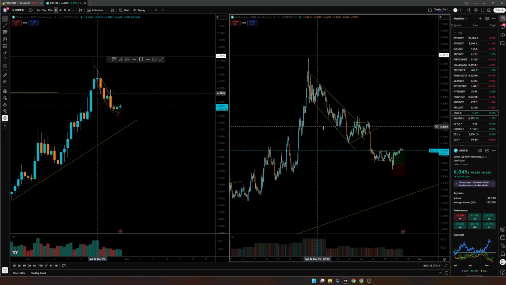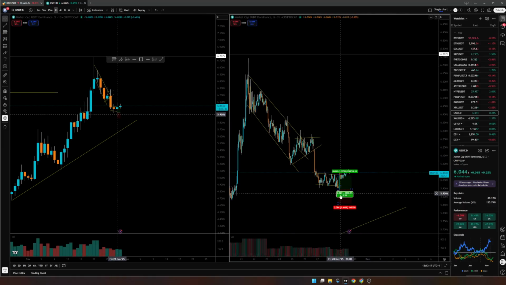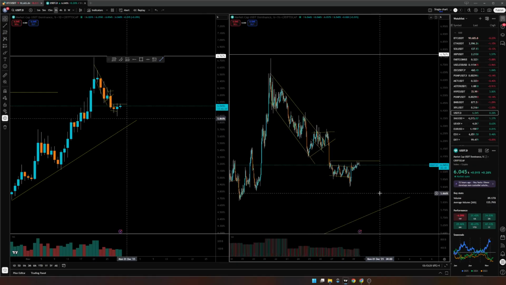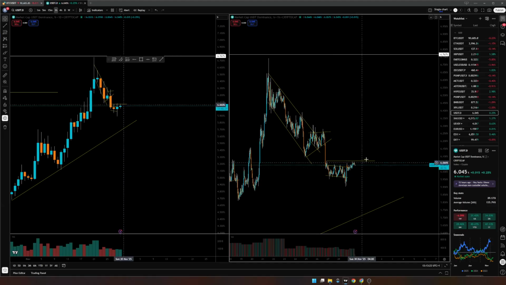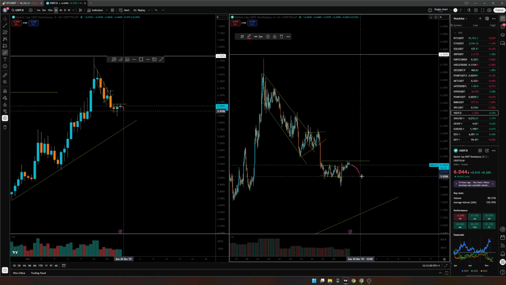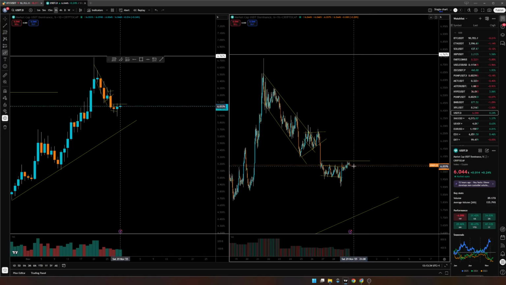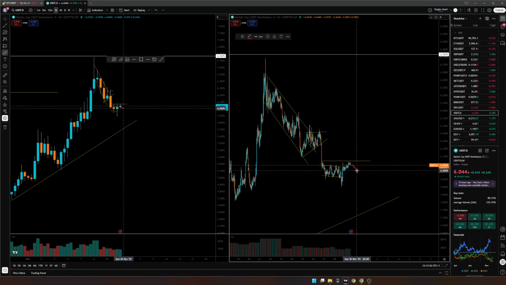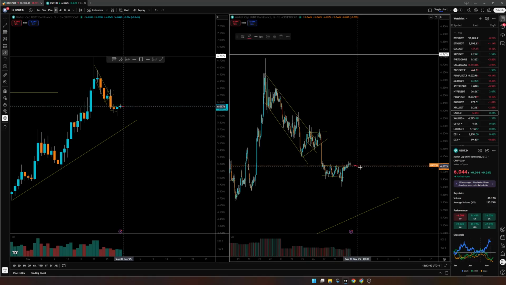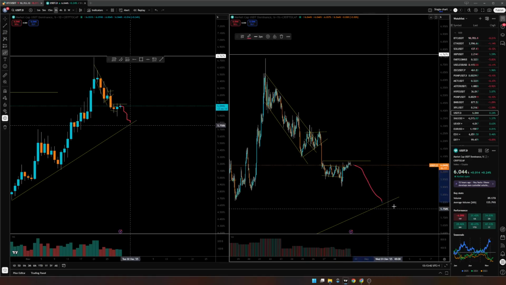Now we just took out this high here. This is the first high. What could happen now is after we take the high, we go down back a bit, maybe take out this low here, and then we could either proceed back upwards for a little bit, or we can continue down to this trend line here.